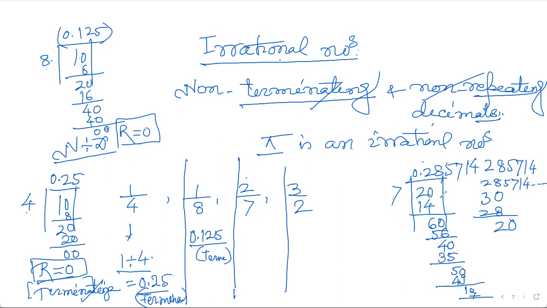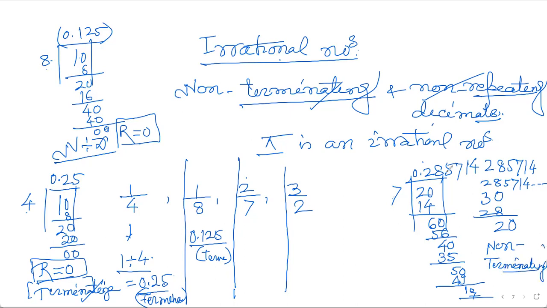So what are you finding here? It is not terminating. It is non-terminating. Why? The remainder is not coming to be 0. On further division, after how many steps do you get 0? Nowhere. You're not going to get 0 here. So where the remainder never comes to 0, it is called a non-terminating decimal.